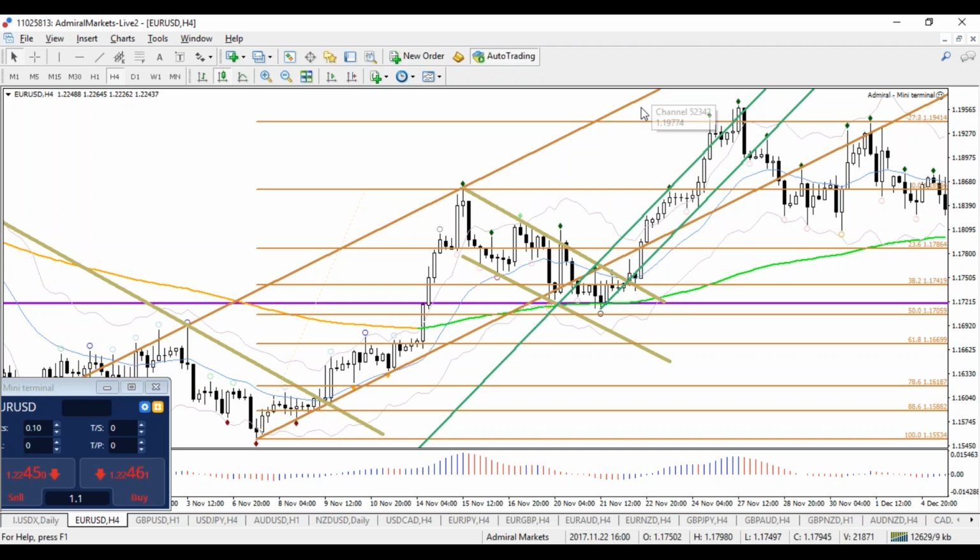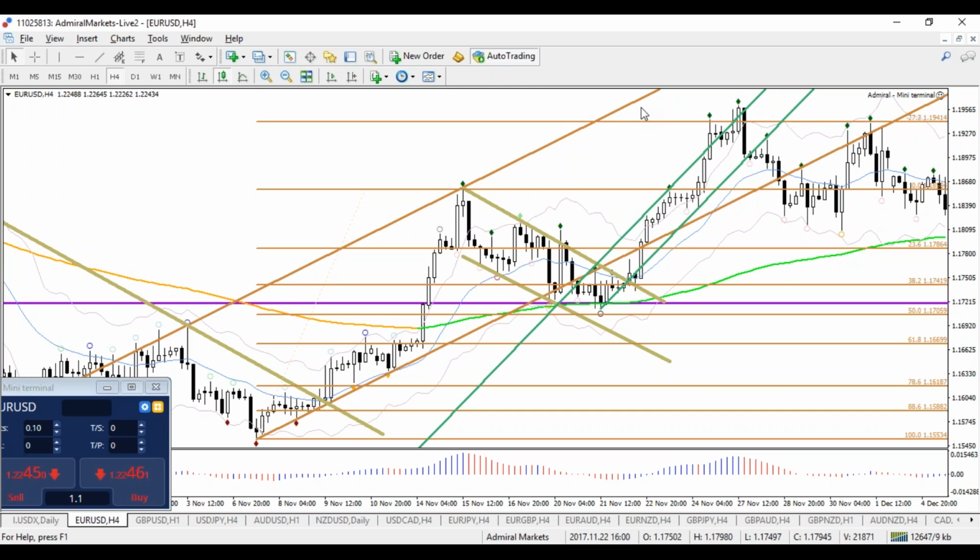Right. So steep channels are not really sustainable in the sense that gravity will kick in. Price will just not be able to keep up that pace of moving so quickly to the up or downside. It will just run out of steam. It just can't maintain that angle.